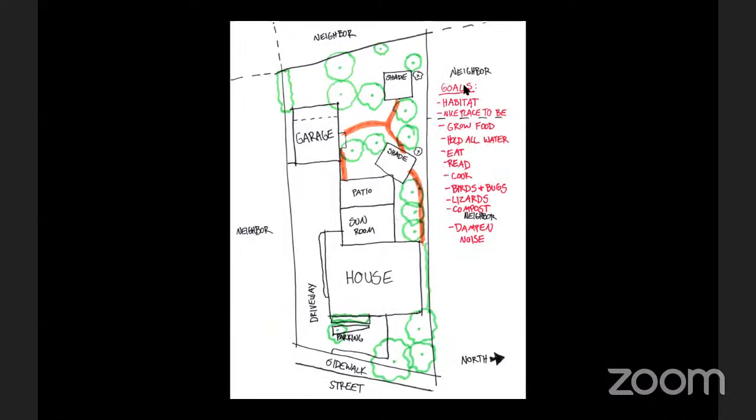And so here were our goals. Wildlife habitat, a nice place to be. Grow as much of our own food as possible. To hold, we thought we could probably figure out a way to hold all of the water that falls on the property, house, driveway, and everything on the property, and let it soak in. A place to eat outdoors, read outdoors, and cook outdoors. And then within habitat: birds, beneficial insects, and lizards, and a place to compost.